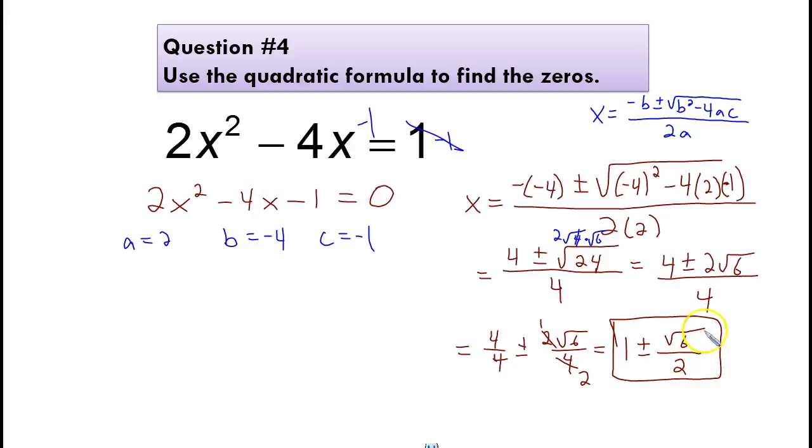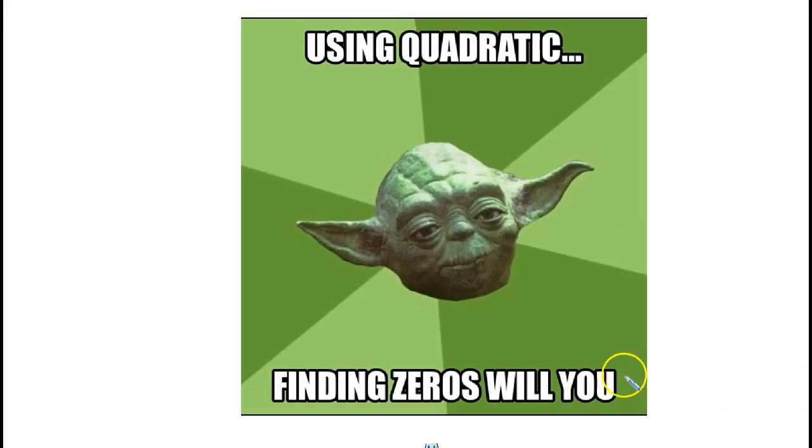It would probably be acceptable if you had the 2 plus or minus root 6 over 2. I think that might be acceptable also, but since I can reduce this 2 with this 2 like this, I'm going to go ahead and break it apart into 2 fractions. And I think that's a more simplified answer, since I can simplify that fraction just a little bit more. Well, that is it for examples today.